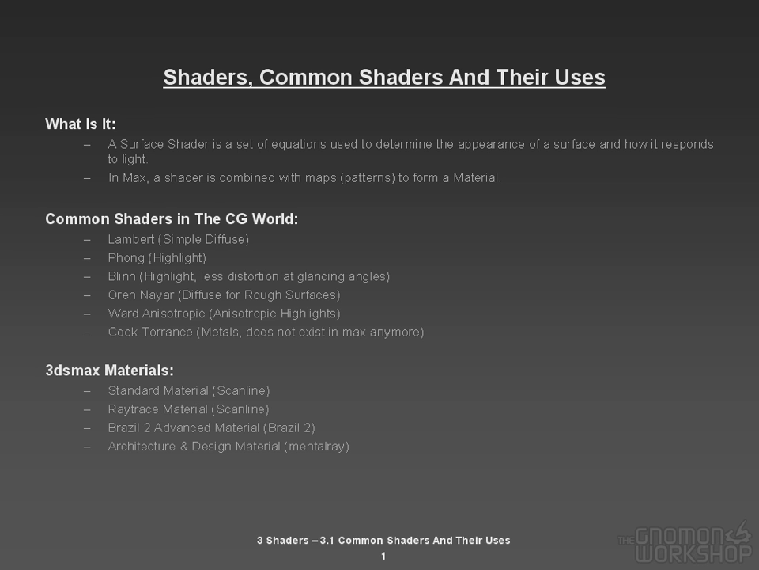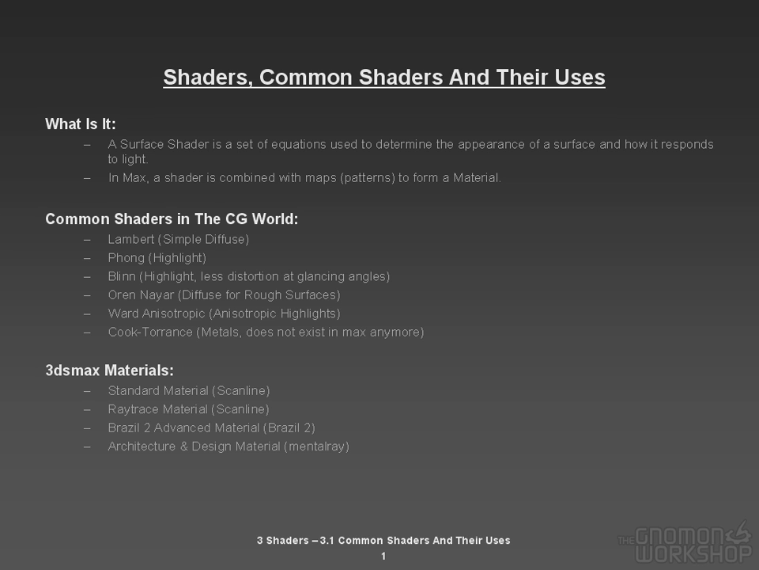So in Max, you have something called a material, and a material is a shader which is then combined with various maps or patterns, and those change the various attributes of your shader. Some common shaders in the CG world: there's the Lambert shader, which is just a simple diffuse shader. There's Phong, which is a type of highlight. There's Blinn, which is a different kind of highlight. The Oren-Nayar shader, which is diffuse for rough surfaces. The Ward anisotropic shader, which does anisotropic highlights. And then there's also the Cook-Torrance shader, which is commonly used for metal.